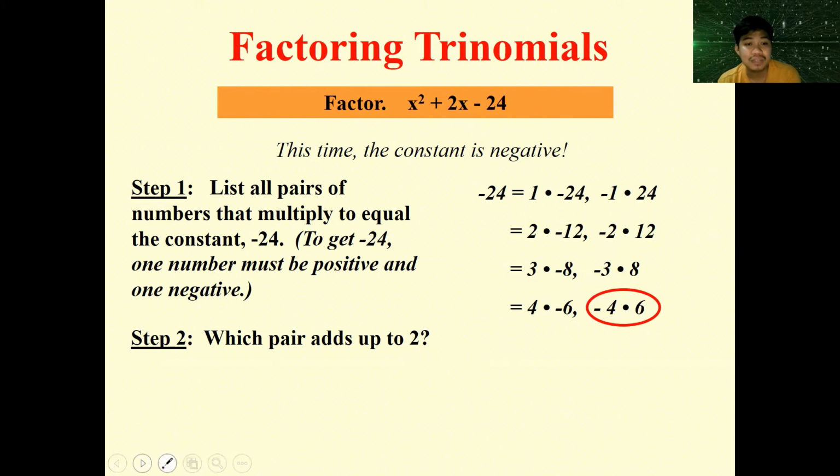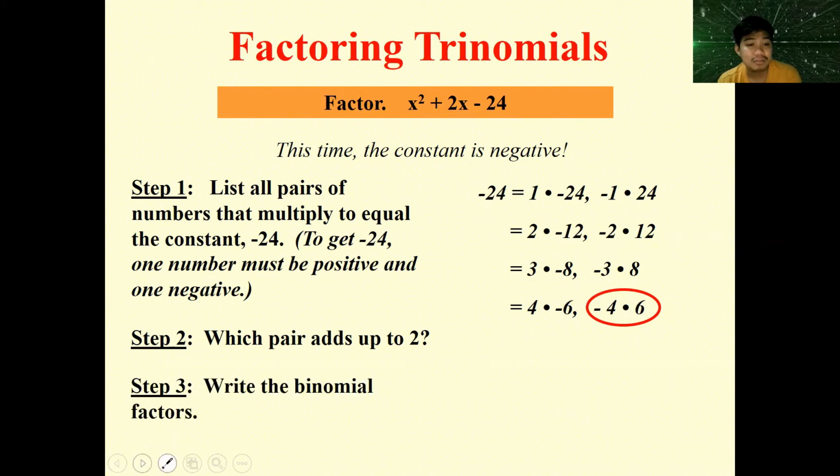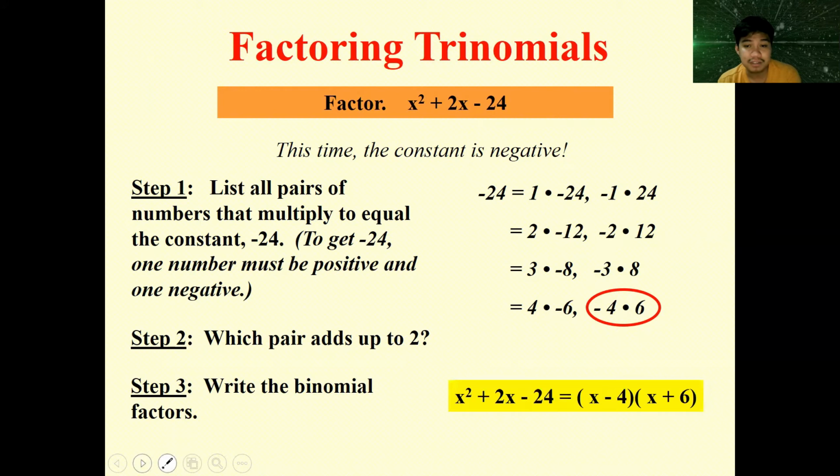And then we are going to fill in yung ating binomial, product of two binomials. Ito yun. So we have x minus 4, so minus 4 kasi negative 4 yan. And then x plus 6 we have, positive 6 yun. So ang sagot natin for the factored form of x squared plus 2x minus 24 is equal to x minus 4 times x plus 6.